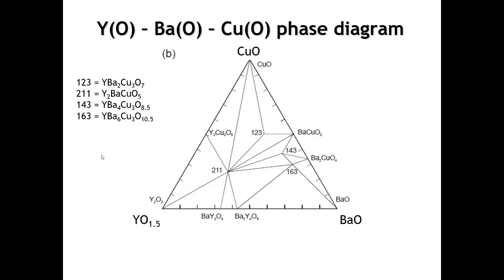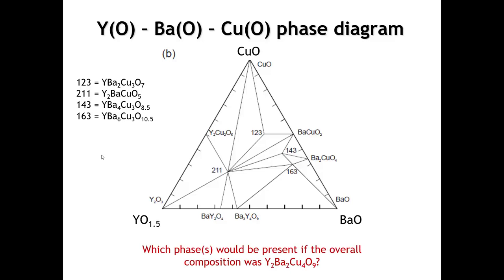Let me ask you a question. If I were to make up a sample that had stoichiometry yttrium 2, barium 2, copper 4, O9, what would it be? Would it be a single phase sample? Would it be a mixture of two phases, or would we have a mixture of three phases? And what phase or phases would be present? Use everything that we've discussed in the lecture up to this point and see if you can answer this question.